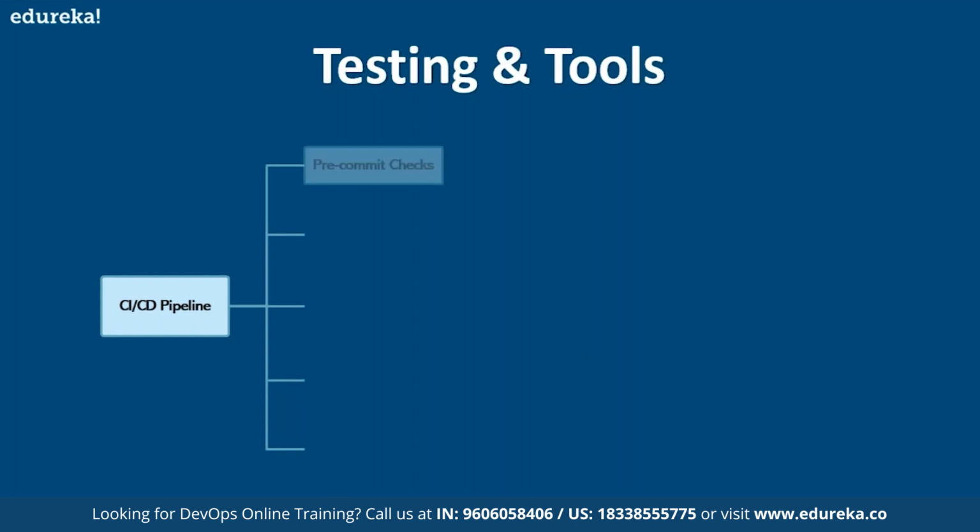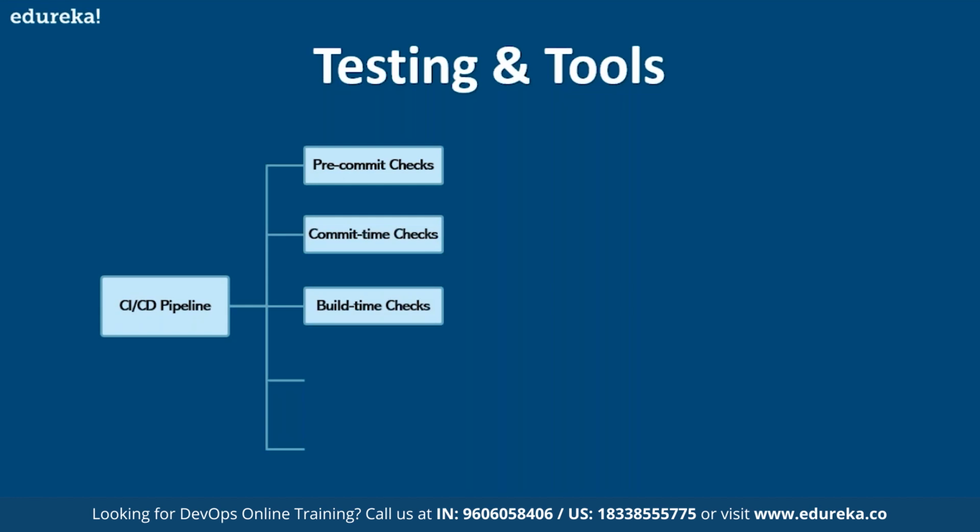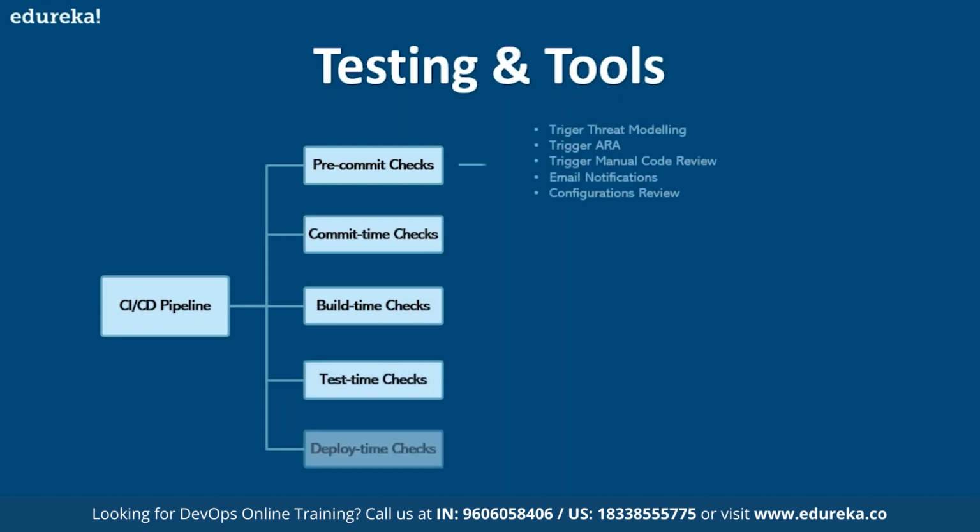For the CI/CD pipeline, the testing is pre-commit checks, commit time checks, build time checks, test time checks, and deploy time checks. During all these checks, there are certain things which we need to look into. For example, for the pre-commit checks, we need to look at the trigger threat modeling, the trigger manual code review, email notifications, and configuration review. So all these things will be taken care of when you are doing DevSecOps.